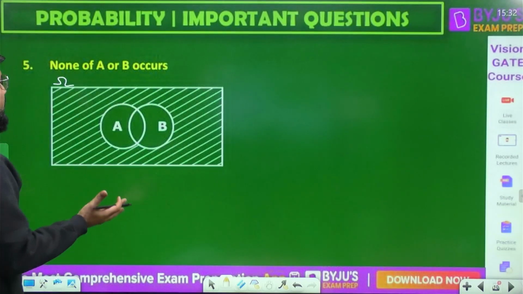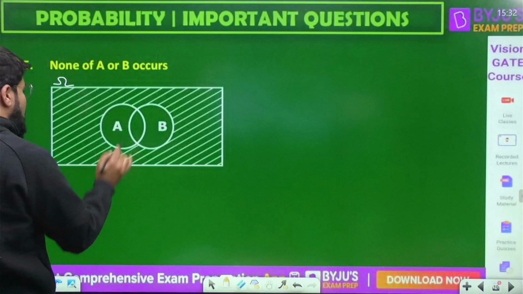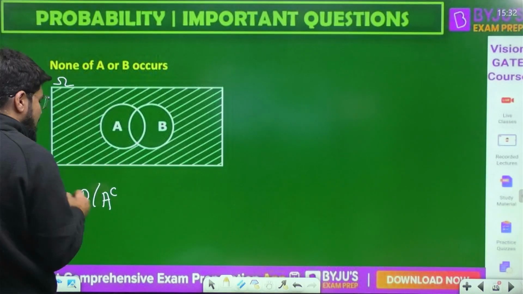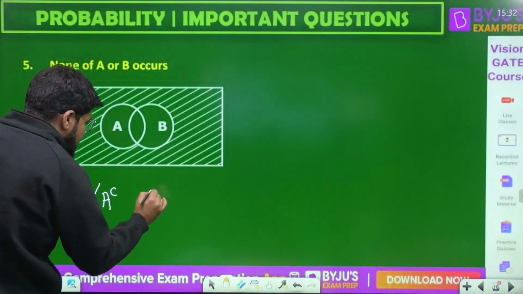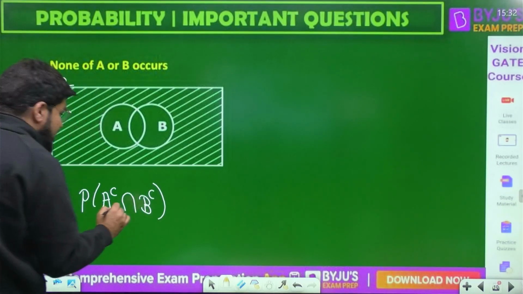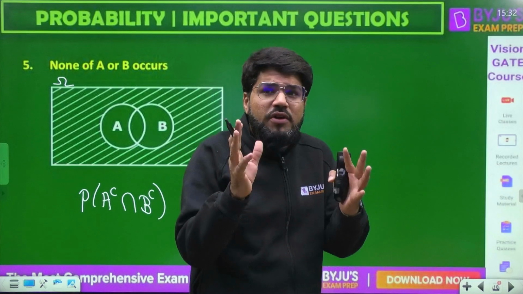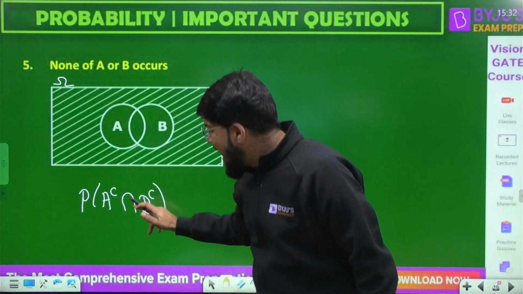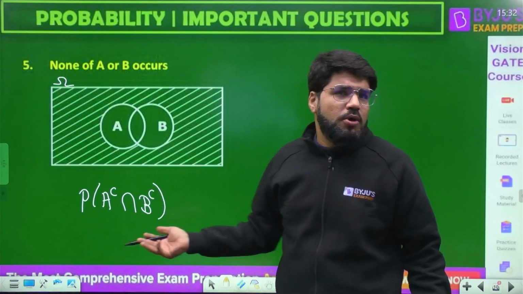It is very clearly the probability that none of them happens. A also doesn't happen, and A doesn't happen means A complement. B also doesn't happen, and both of them don't happen. Whenever you want two things together, that is like "and", that is intersection. A should not happen and B should not happen, means both should not happen.